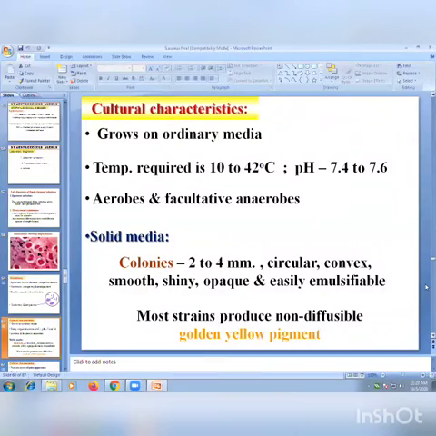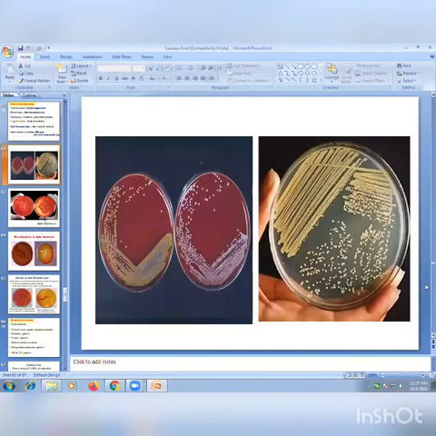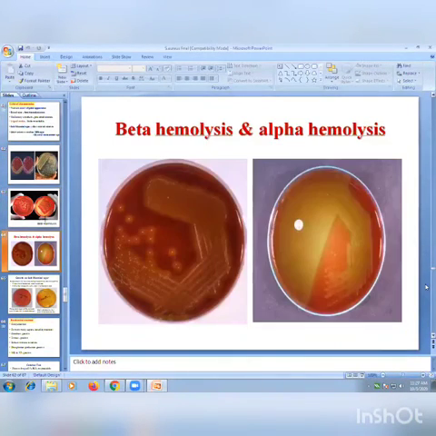For culture, we have to inoculate onto nutrient agar plate, blood agar plate, MacConkey plate, and a few selective media where there are chances of contamination. So nutrient agar, blood agar, MacConkey medium, mannitol. These are the selective media: mannitol salt agar, then Ludlam's media. Other selective media are milk agar, glycerol acetate agar, or Ludlam's media. So these are the pictures showing golden yellow colonies produced with hemolysis.